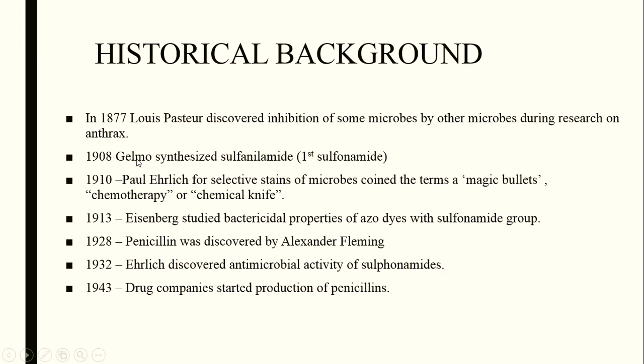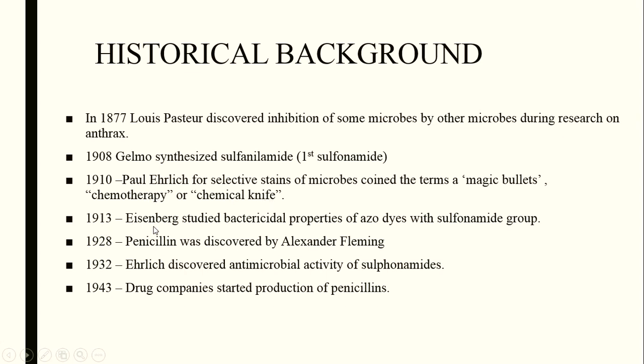In 1908, Gelmo is another scientist. He synthesized sulfanilamide. This is the first sulfonamide. It contains a sulfonyl group and an amide group, which are attached to the phenyl ring. In 1910, Paul Ehrlich is the scientist. He selected some strains of microbes and he termed the name magic bullets, chemotherapy or chemical knife.